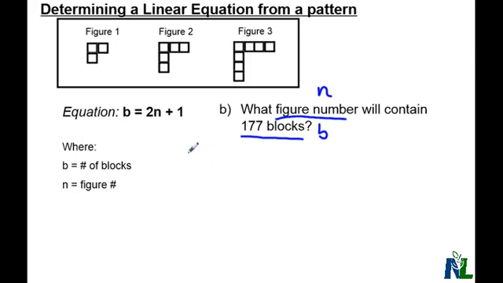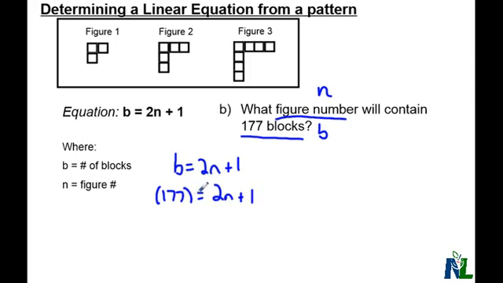To begin solving this problem, we're going to use substitution, and let's write out our equation that we already know, b = 2n + 1. Okay, we're given the value of b, the number of blocks, so I substitute that into my equation. 177 is equal to 2n plus 1.